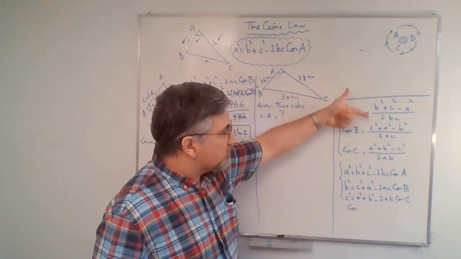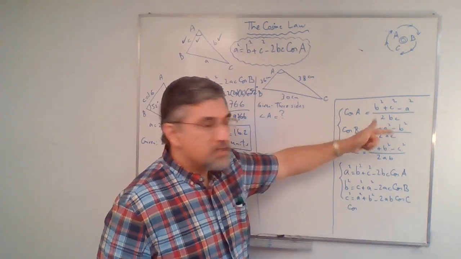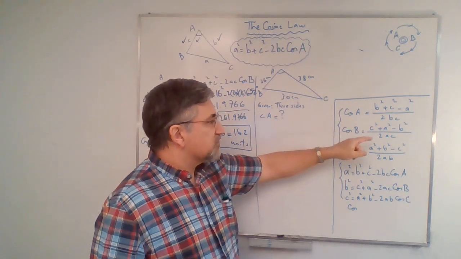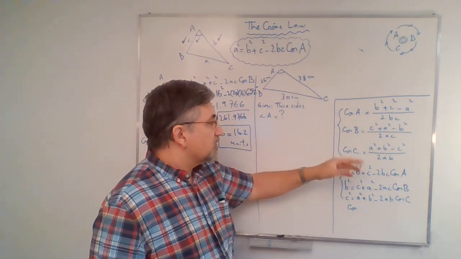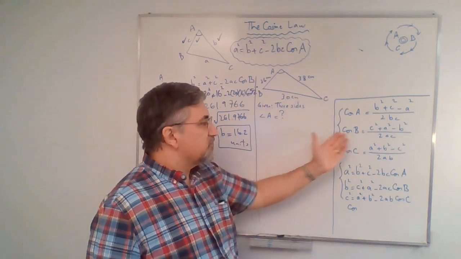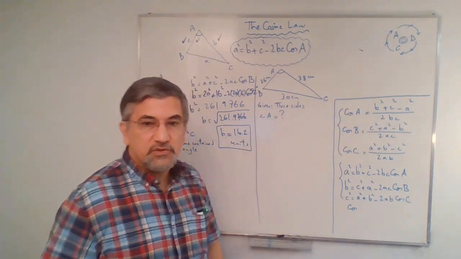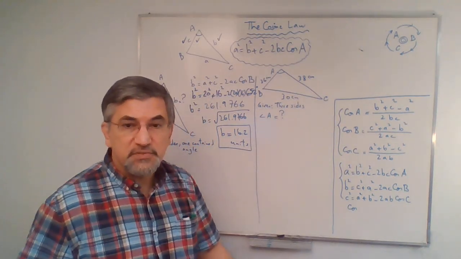And just like before, A changes to B, B to C, C to A. In the bottom, 2BC becomes actually 2CA, all right? And angle A changes to B, and there you go. That's the formula for cosine of B if you're looking for angle B.